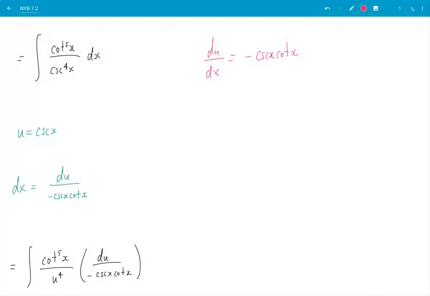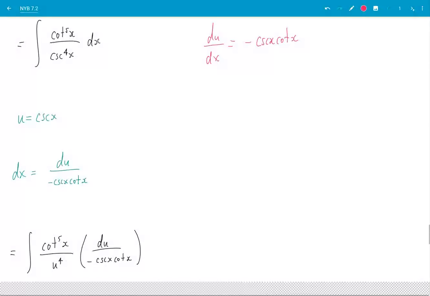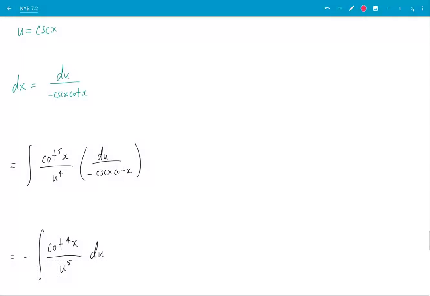Plug it in. As promised, you get the even power of cotangent on top. This cosecant is also a u. And I put the negative out front just to clean things up. But the main thing is the even power of cotangent, which can be converted into a cosecant. Thus, it can be converted into a u.